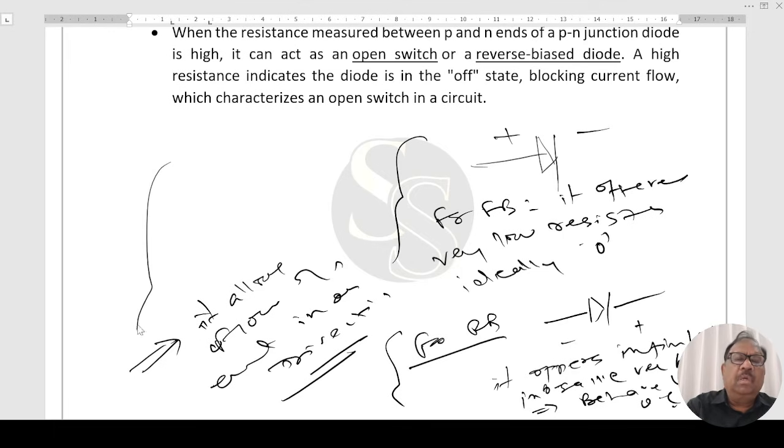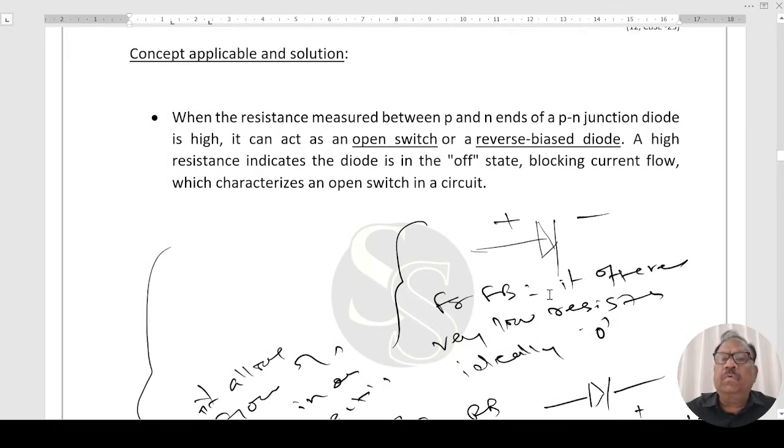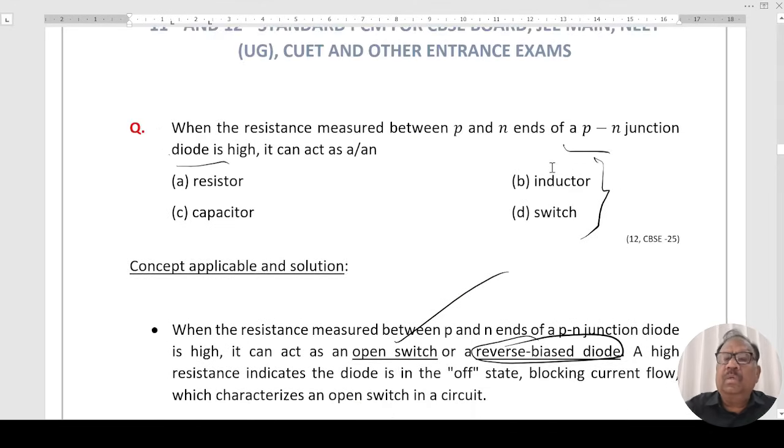These are the basic concepts regarding the diode of forward biasing. And when the resistance of the PN junction diode is high, high means it is a reverse bias diode, which behaves like an open circuit switch. So the correct answer is D. Right? Next question.